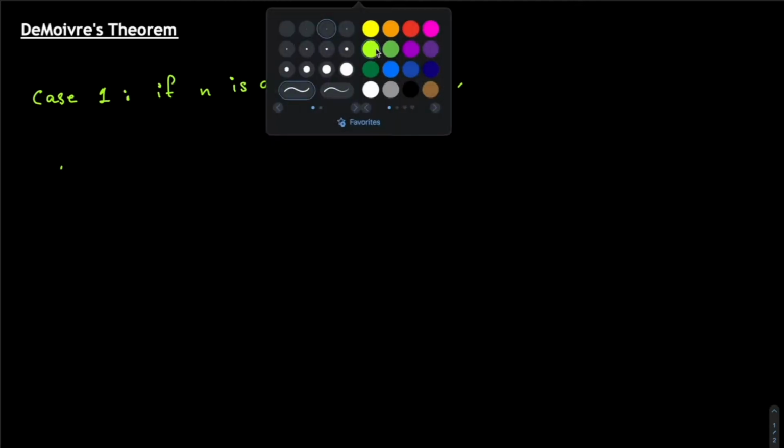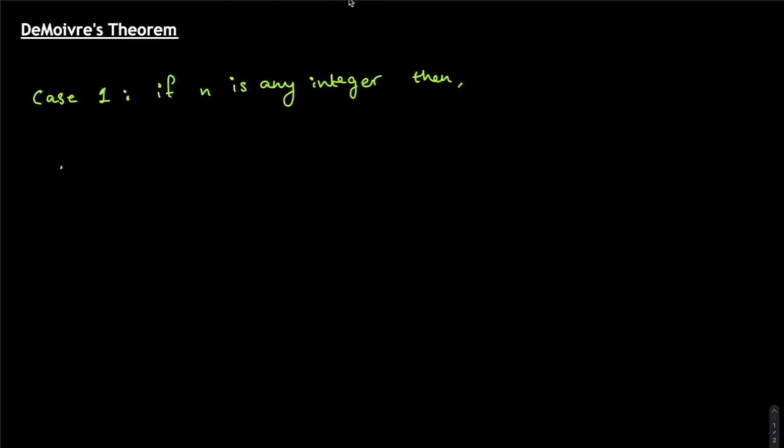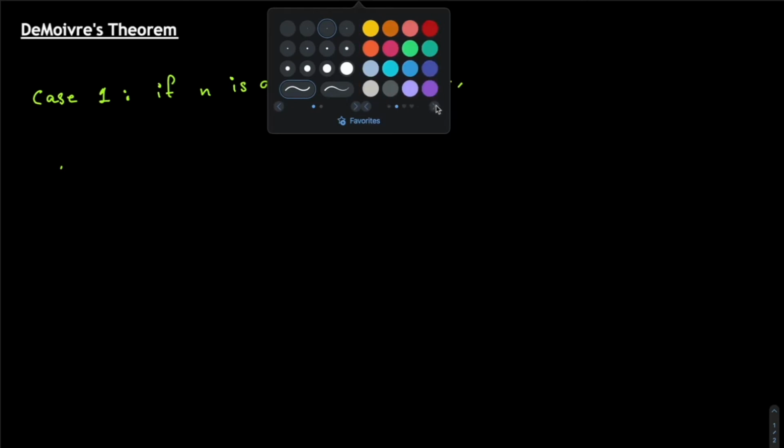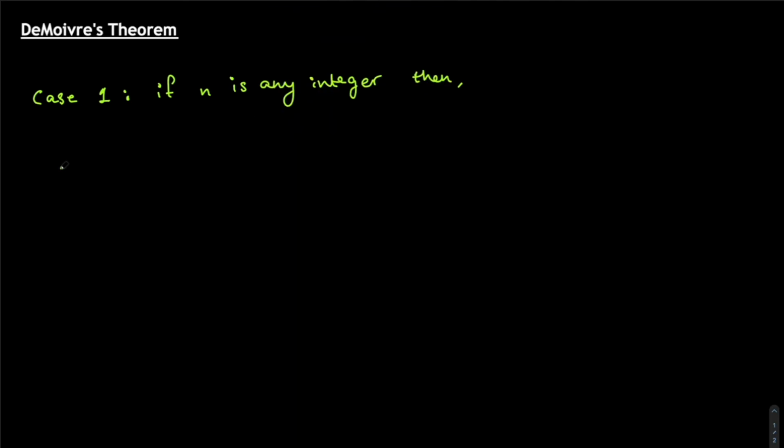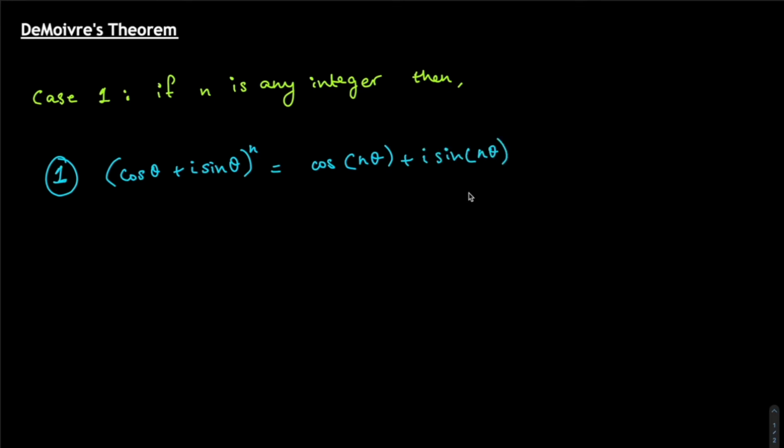I'll change the color. I'll put it in yellow, or maybe keep it in light blue. Then the first is cosine of theta plus i sine theta, raised to the power n, is basically cosine of n theta plus i sine n theta. Okay, and let me just show how this comes about.